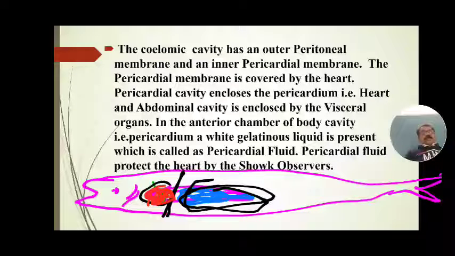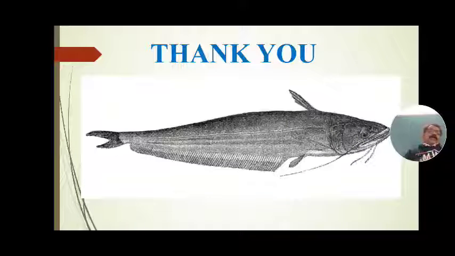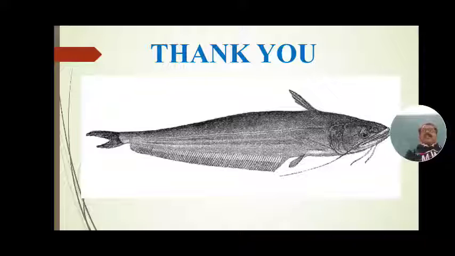Here we have completed the coelom of Wallago attu. Again, we observe this fish. Where is the coelom present? Inside, from just behind the mouth region up to the upper column, a coelom is present. In this fish the trunk is short, and the coelom generally looks like this.